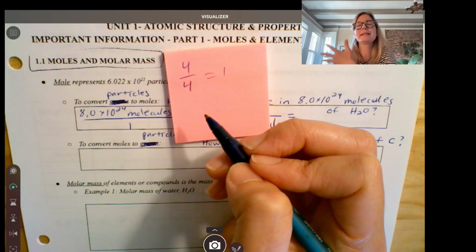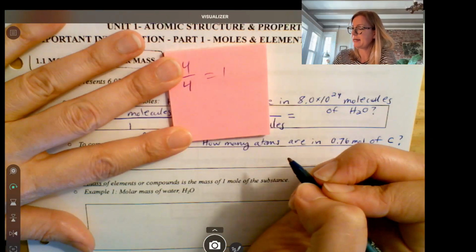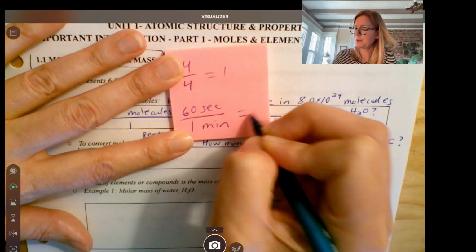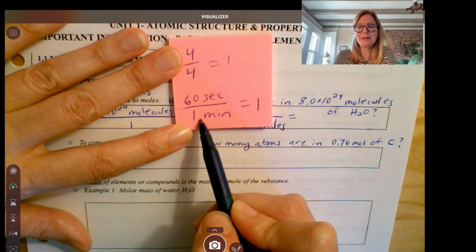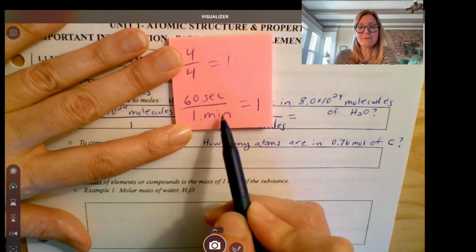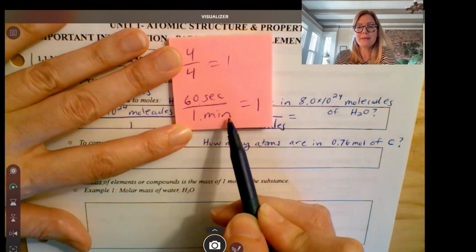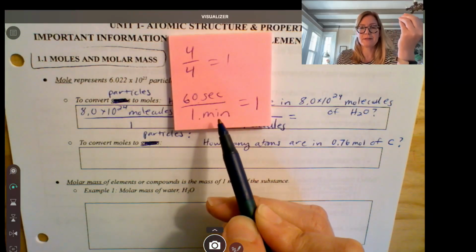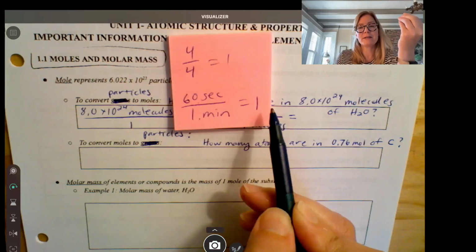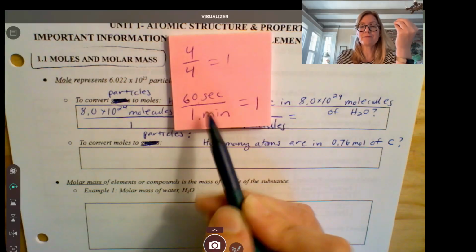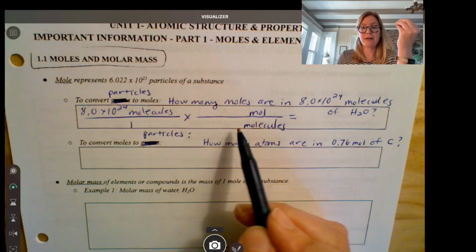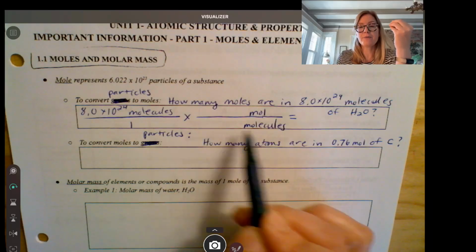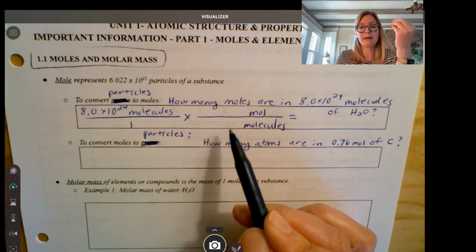Another type of fraction that can equal 1 is something like 60 seconds for every 1 minute. I know you're like, well, that's 60 over 1, that doesn't equal 1. But they have different units. 60 seconds and 1 minute are the same amount of time. Different numbers, different units, but the same amount of time. This is also a fraction that's equal to 1. And this is the type of fraction we're going to be using as our conversion factor, where the units are different, the numbers are different, but overall it is equal to 1 because the top and bottom are equivalent.